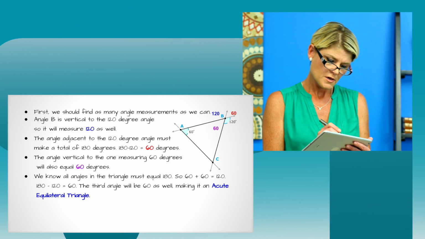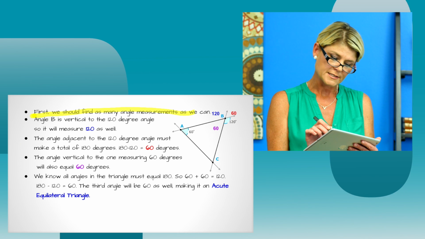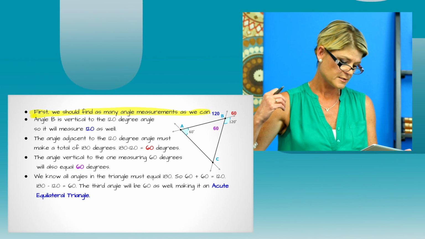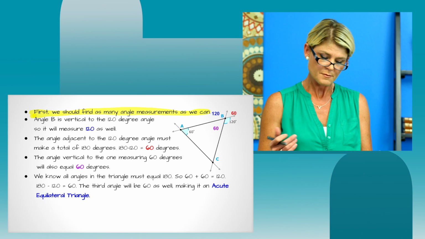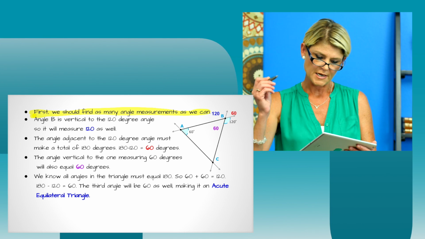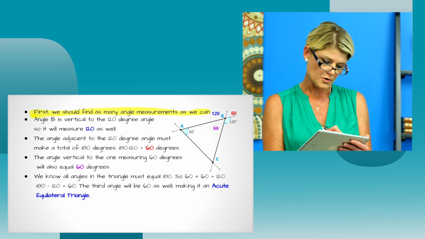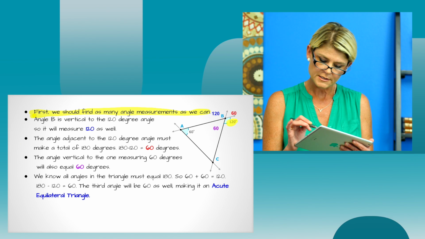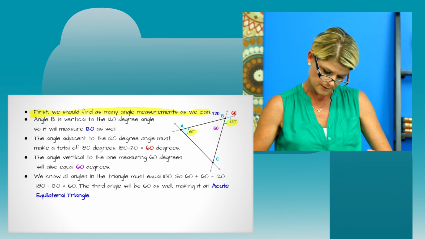Okay, first of all, we want to try to find as many angle measurements as we can because we want to say, what kind of a triangle is it? We have to put a name on it. So let's start identifying some angles and measuring some angles. Okay, what do we have? Okay, we're told this exterior is 120, this interior is 60.